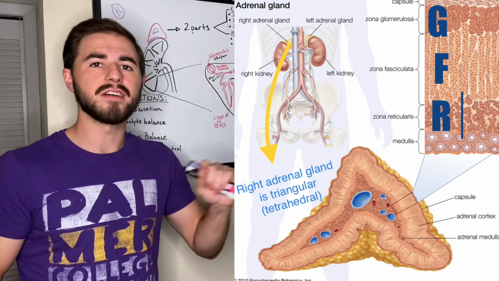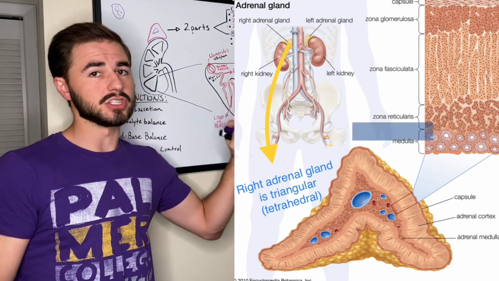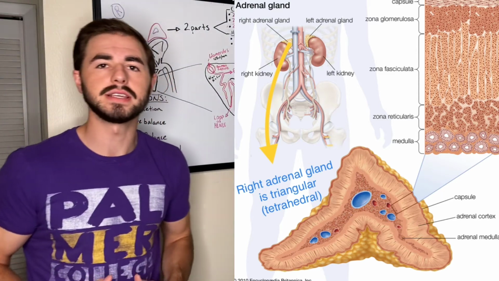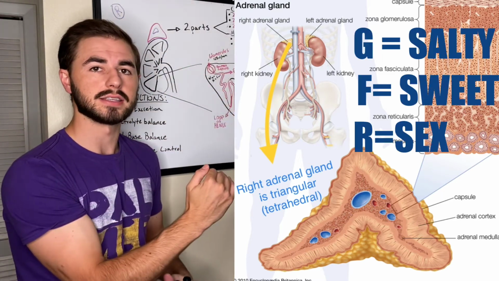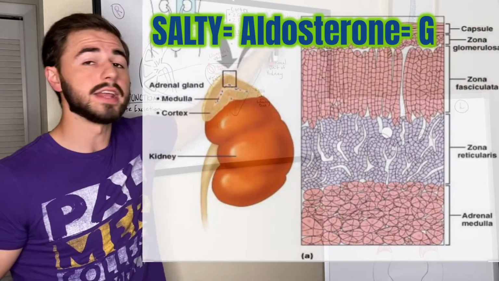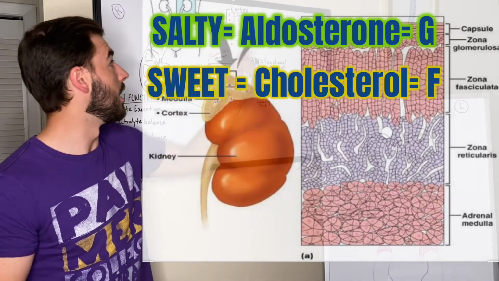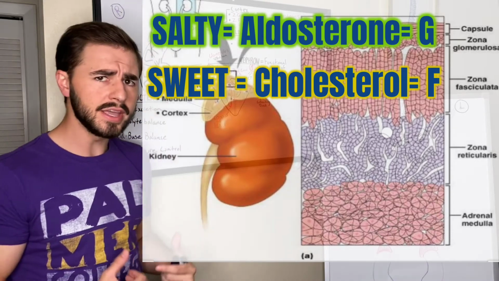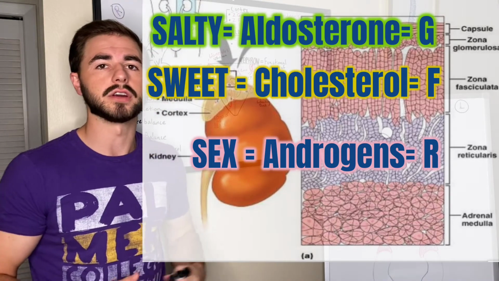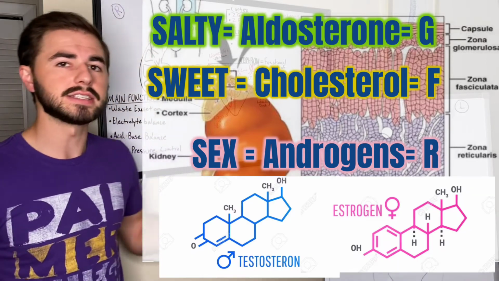Let's start with the GFR on the cortex: the zona glomerulosa, the zona fasciculata, and then the zona reticularis. For the first one, glomerulosa, another way to remember this is salty, sweet, sex. Salty means what? Sodium, aldosterone. So aldosterone is going to be secreted in the zona glomerulosa. Then the next one, which is sweet, is fasciculata, and that's going to be cholesterol. And in the last part, you have the reticularis, which is sex. For sex, you have your androgens or sex hormones, meaning testosterone or estrogen. So that's it for the cortex.